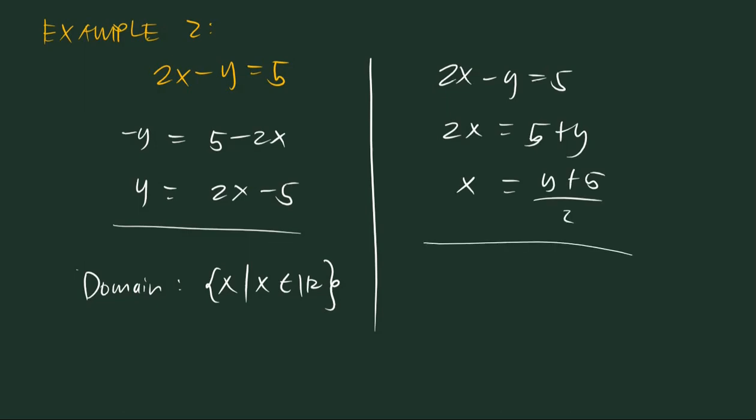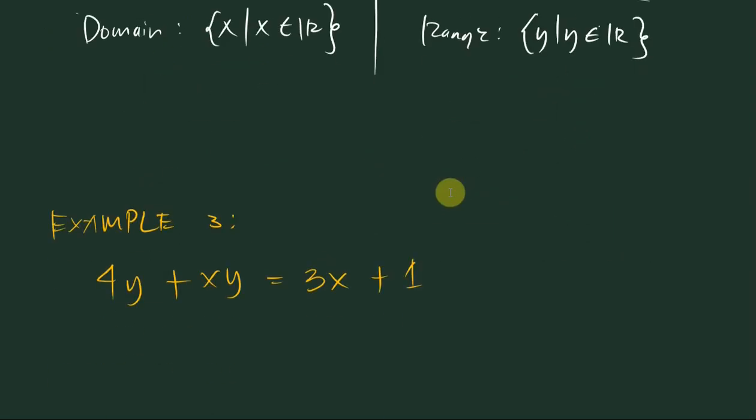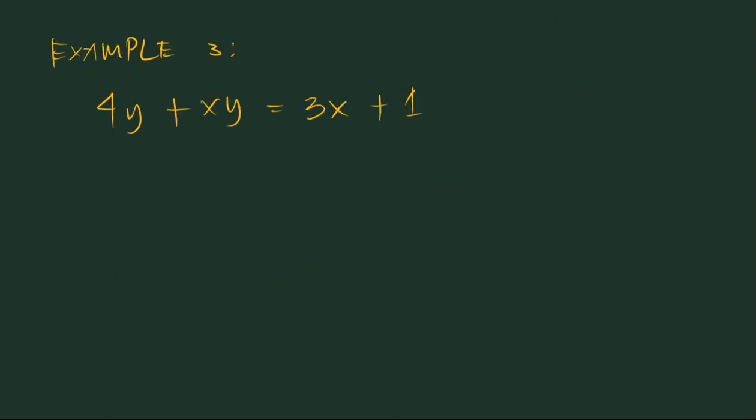Okay, so as you can see here, there are no restrictions again. Although this is a rational expression, the denominator is only a constant. So we can say that the range is y such that y is an element of real numbers. Okay, so let's now go to our third example.